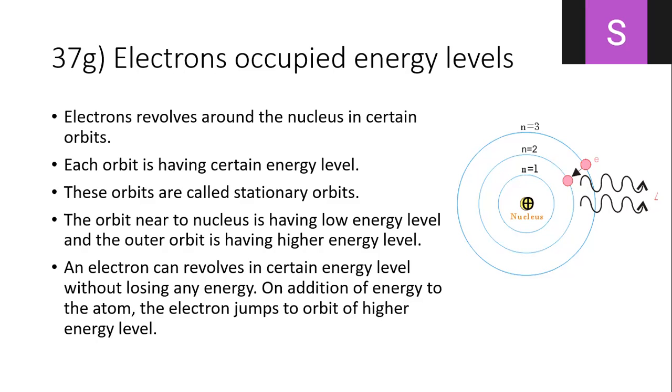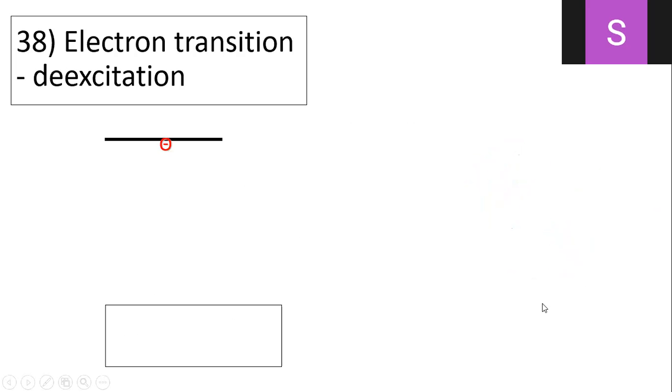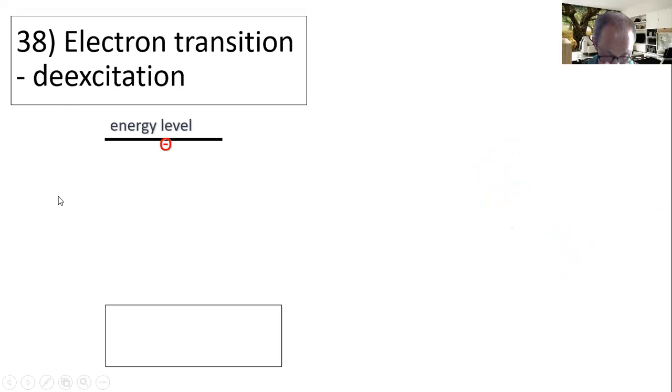On the addition of energy to the atom, the electron jumps to an orbit of higher energy. So if it's in n=1 and receives electromagnetic radiation of the right energy, then it will go to n=2 or n=3, depending on the energy given. Any question before we carry further? Electron transition. We're just reviewing what we have learned.